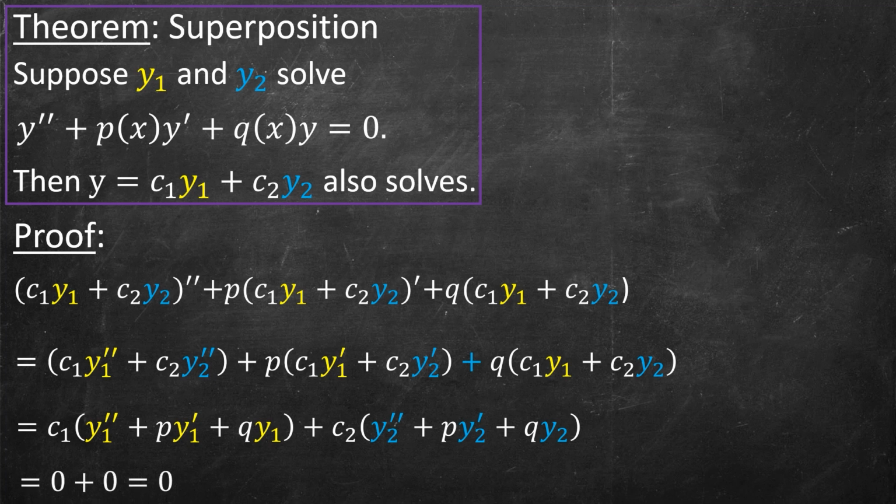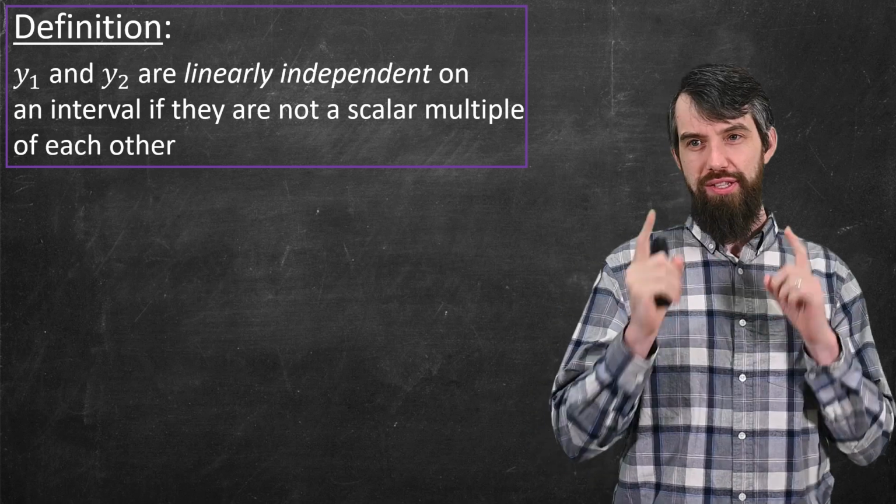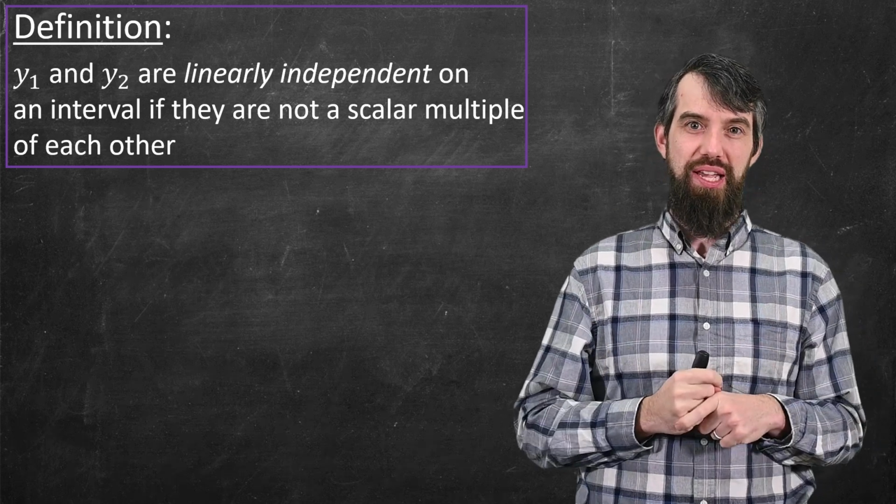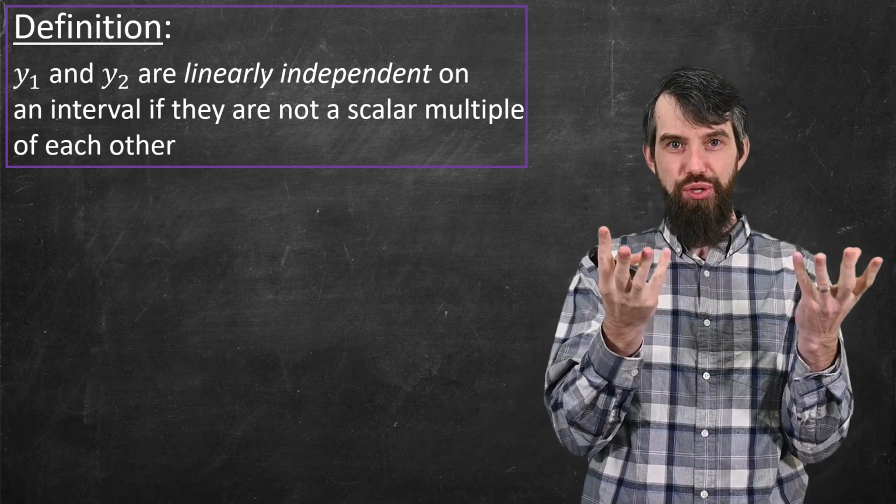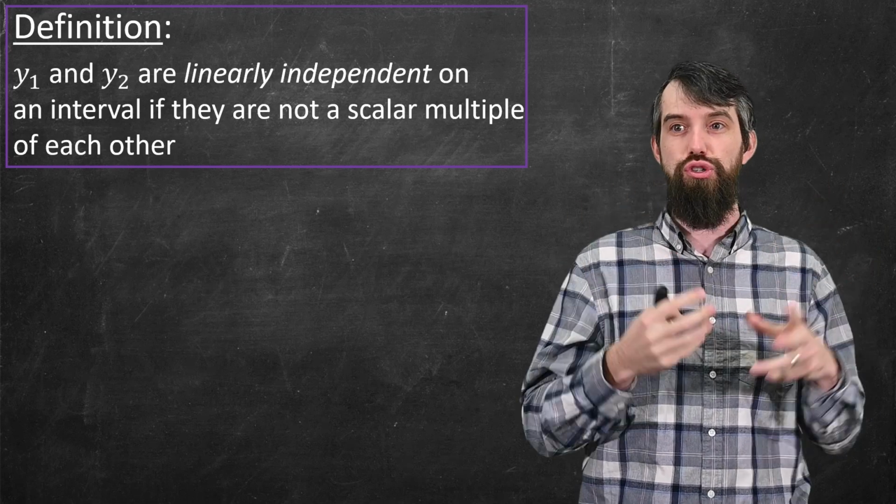So what do I have? 0 plus 0, which last time I checked was 0. And so this proves that when you have a linear differential equation, it basically works nicely with what we call the linear operator of the derivative, and so a linear combination is going to solve it as well. Okay, so we're making some progress on our theory. We know that if you take y1 and y2, any linear combination of them is a solution as well.